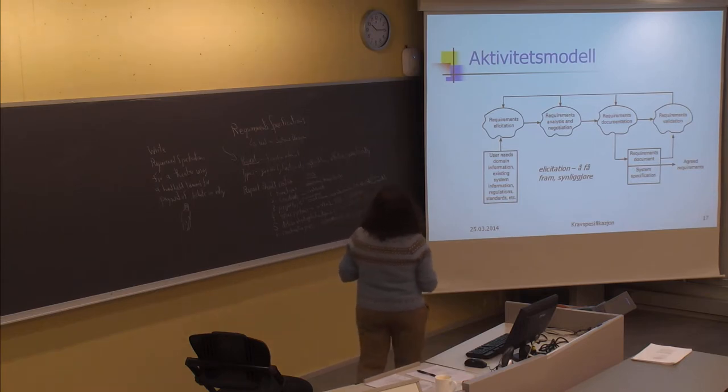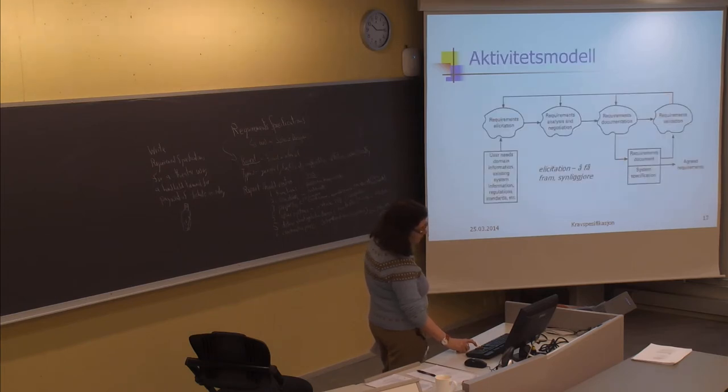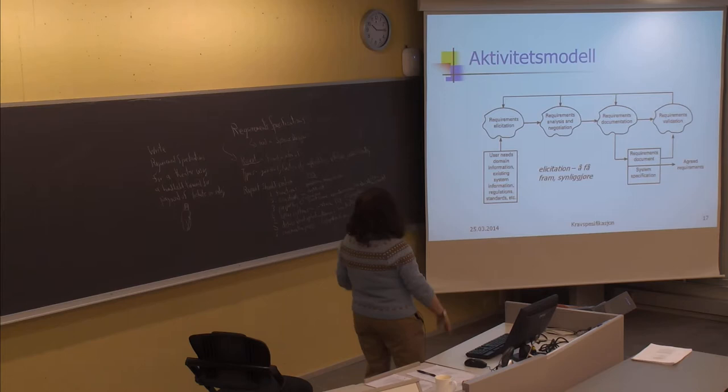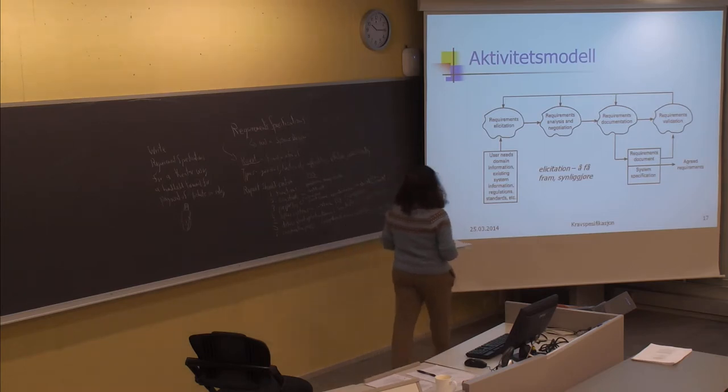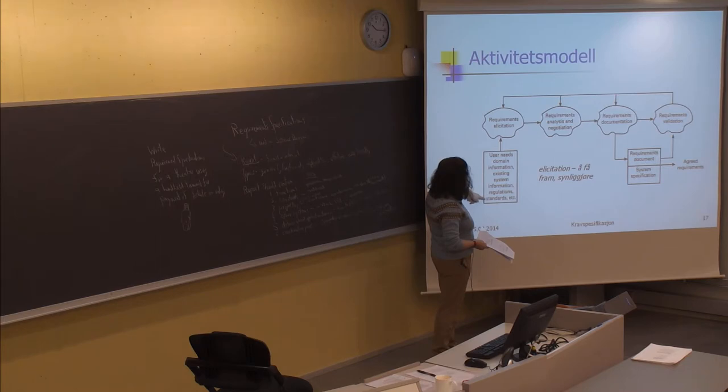So, what is the requirements engineering process? If you look at that bubble and make it bigger, you can break that down. We have the main process, where you first need to find out what the requirements are, who has the needs, and all the main information, the system information, and other sources. These are the inputs.